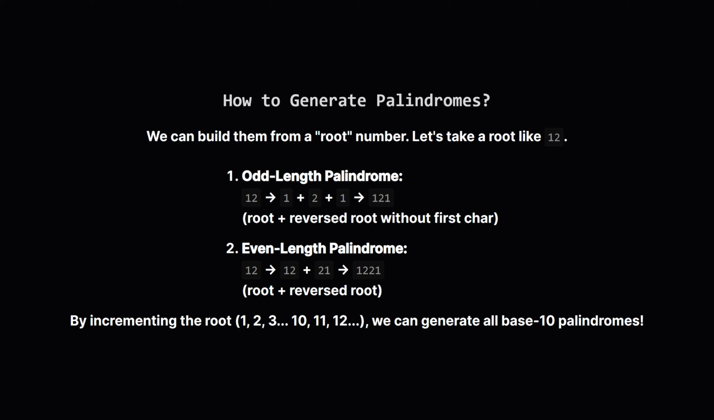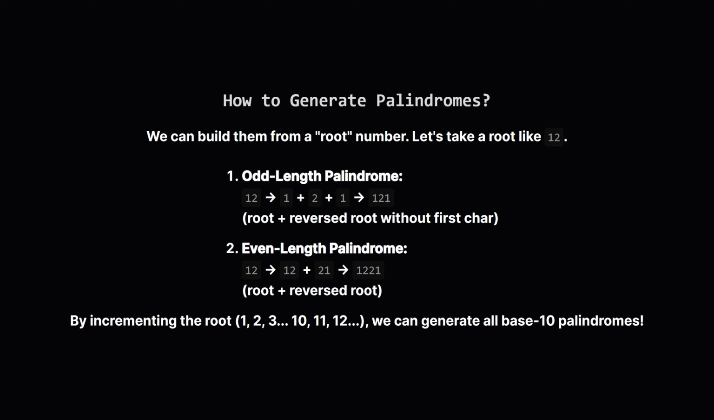So the reverse of 1, 2 is 2, 1. We drop the last digit, 2, which leaves us with just 1. We stick that on the end to get 1, 2, 1. For an even-length palindrome, it's even simpler. We just take the root, 1, 2, and append its full reverse, which is 2, 1. That gives us 1, 2, 2, 1.